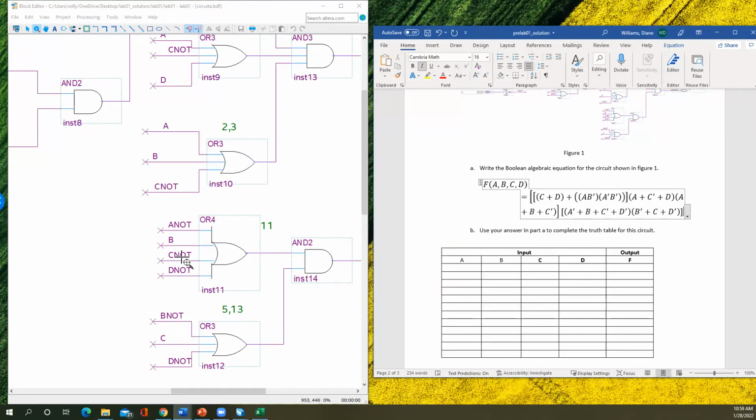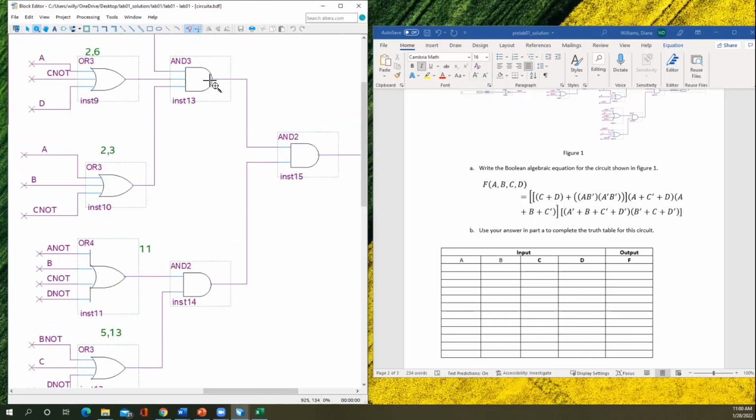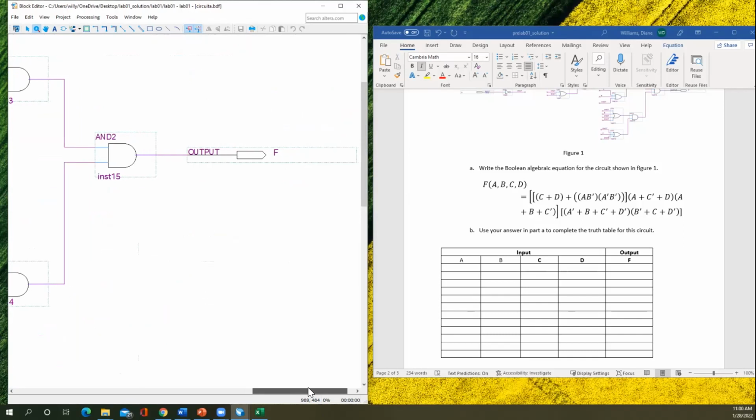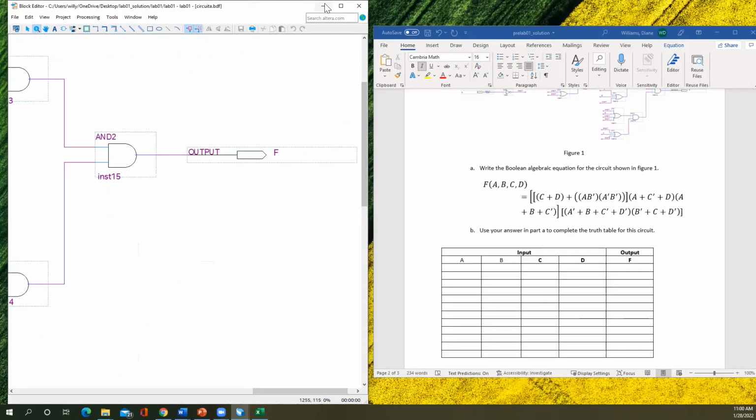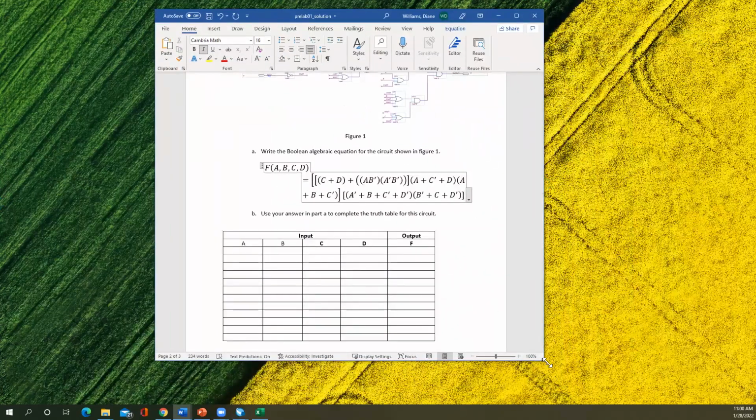So this term is this term ORed with this term ORed with this term. This is this AND gate. We've got that AND gate up above, so they then flow into this other AND gate. So we've got this being ANDed with this. Finally, that produces F. So this is our equation that we're working with.